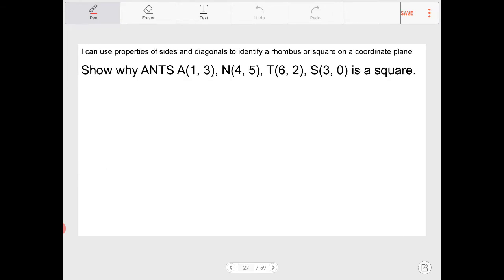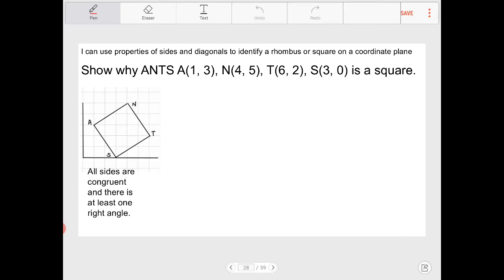Let's take a look at why ANTS is a square. Let's again plot this out on a grid, and the way in which you're going to do this is show that all sides are congruent and there is at least one right angle. Pause the video to see if you can figure this out on your own. And welcome back.